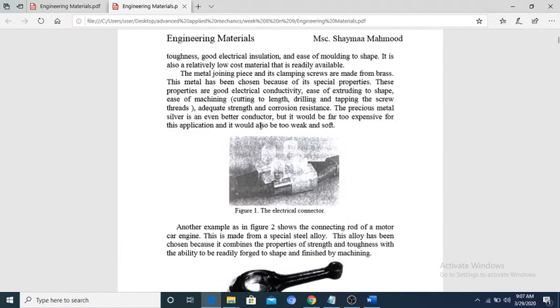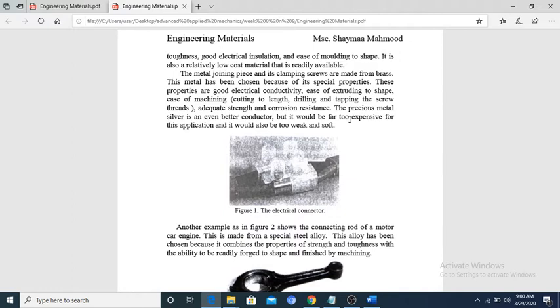For example, the metal joining piece and its clamping screws are made from brass. This metal has been chosen because of its special properties. These properties are good electrical conductivity, ease of extruding to shape, ease of machining, for example cutting to length, drilling and tapping the screw threads, adequate strength and corrosion resistance. Silver is an even better conductor, but it would be far too expensive for this application, and it would be too weak and soft, right?